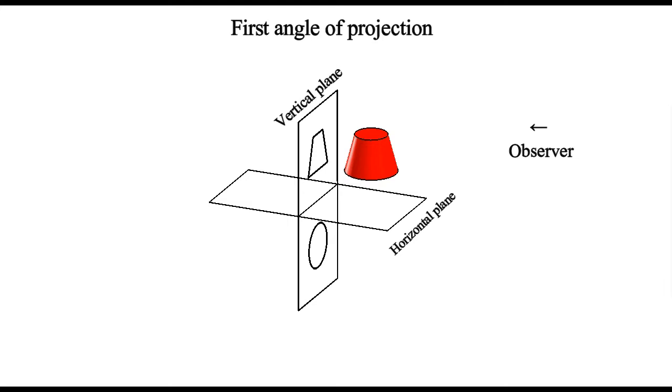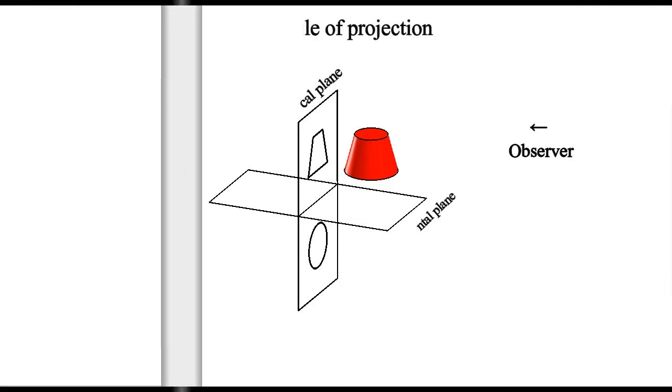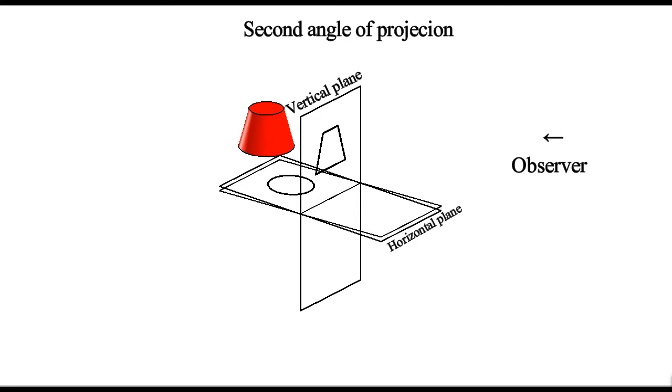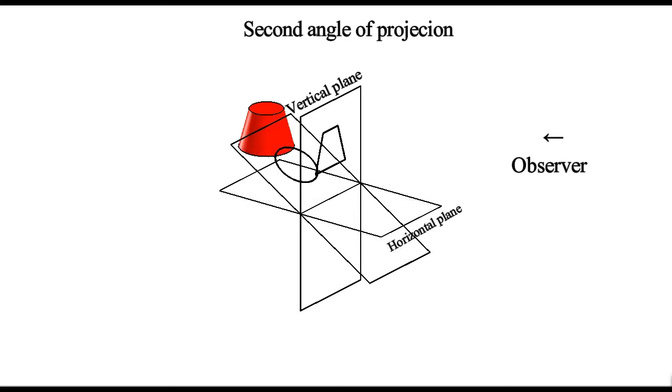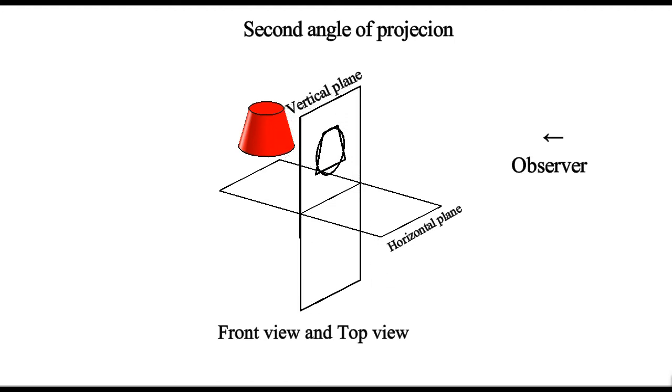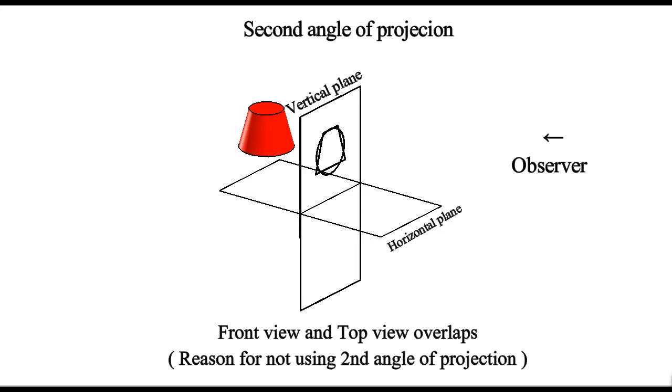Let's apply the same rule for second angle of projection and see what happens. Second angle of projection. The object is placed in second quadrant where the front view is projected on vertical plane and top view is projected on horizontal plane. As per the rule of projection, horizontal plane is rotated 90 degrees in clockwise direction. After applying the rule, front view and top view overlaps. This is the reason for not using second angle of projection.